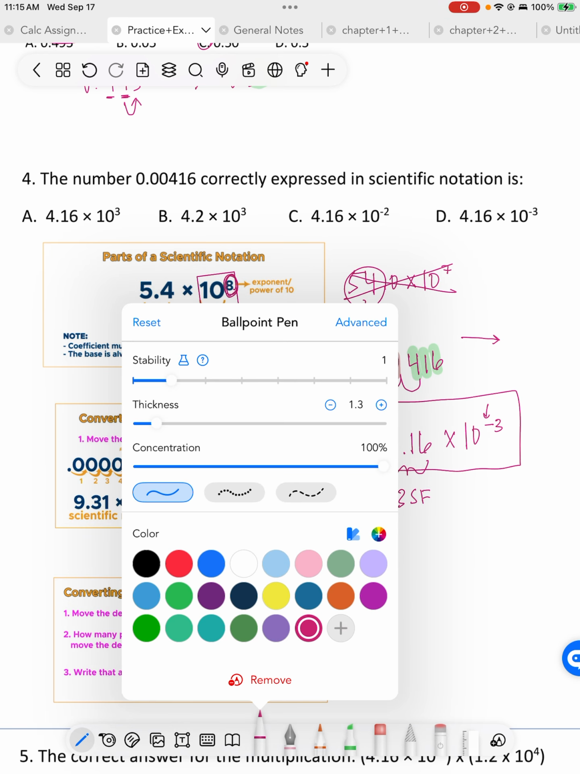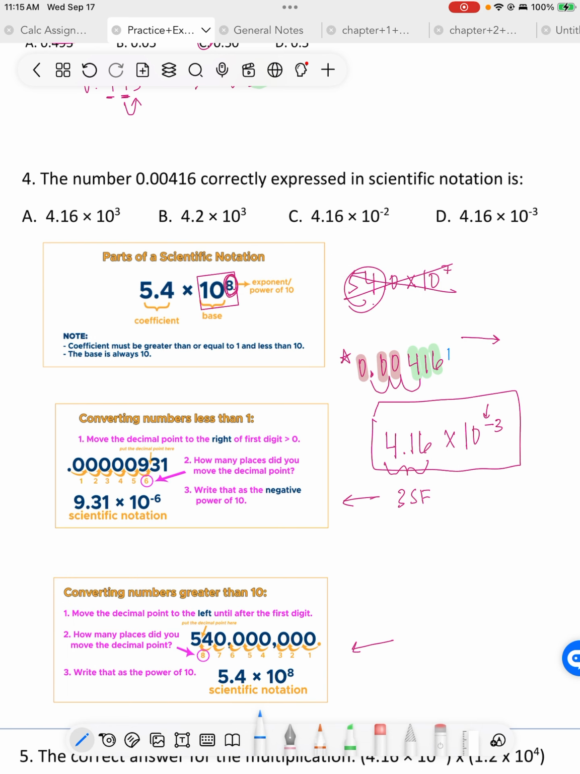Just for fun and just for practice, what if I added a 0 to this? How many significant figures does it have now? Now it has 4, and we would just add a 0, just like that. All right, so we have our answer, 4.16 times 10 to the negative 3. Always pay attention to your exponents there. So that would be D.